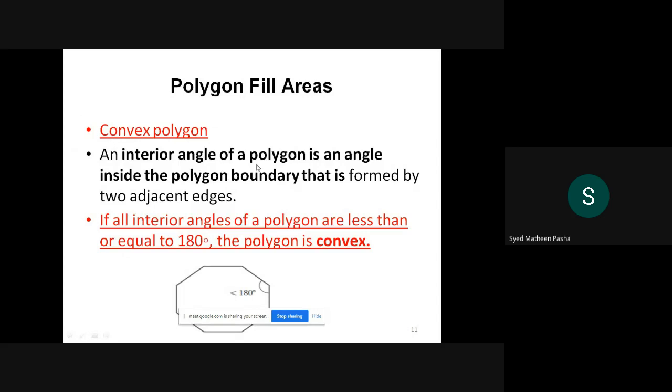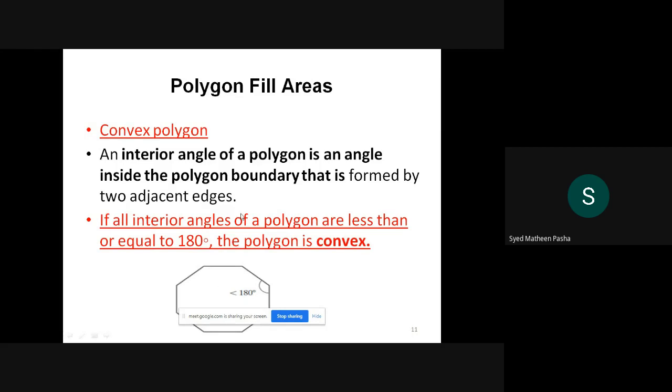An interior angle of a polygon is an angle inside the polygon boundary that is formed by two adjacent edges. What this point tells is that there is some angle inside the boundary. Just remember the interior angle represented in the object inside the boundary is formed with two adjacent edges. If you want to represent some angle with respect to this object, you need two adjacent edges, which are these two. You require these two edges so that you can provide an angle to that particular object.